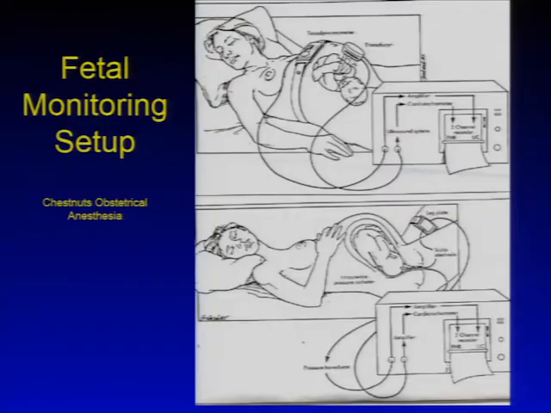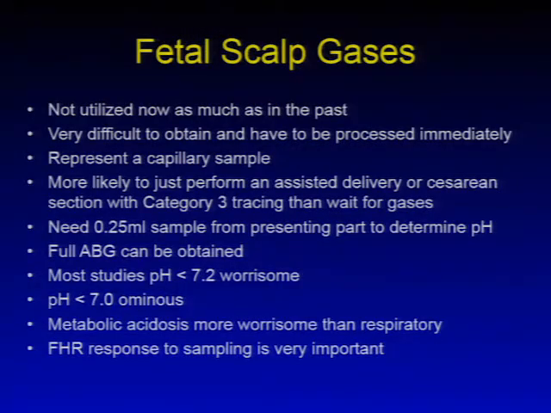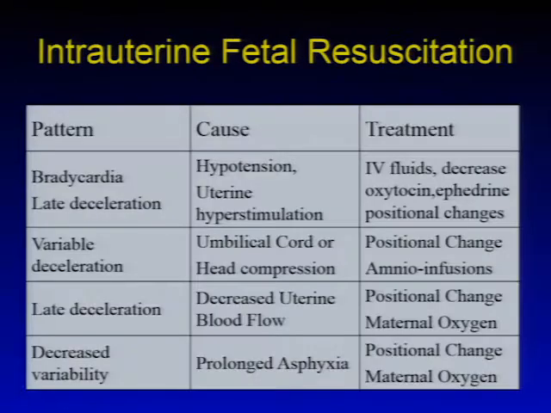More invasive intrauterine pressure catheter for pressure monitoring and direct fetal heart rate electrodes is a more invasive way of monitoring the fetus. You can also obtain fetal scalp gases. However, these are not utilized as much as in the past and are very difficult to obtain, have to be processed immediately and represent a capillary sample. In most studies, pH less than 7.2 is worrisome, and pH less than 7.0 ominous.